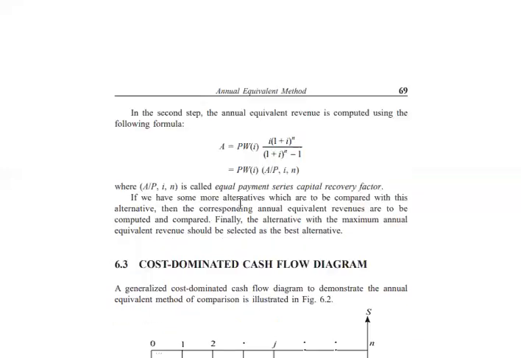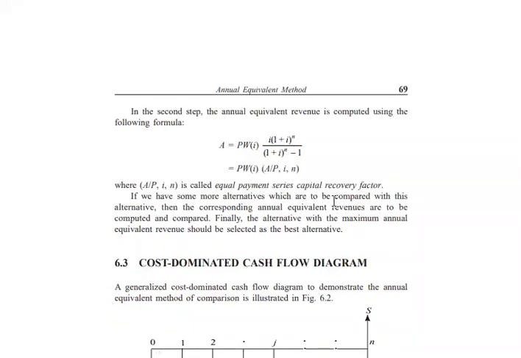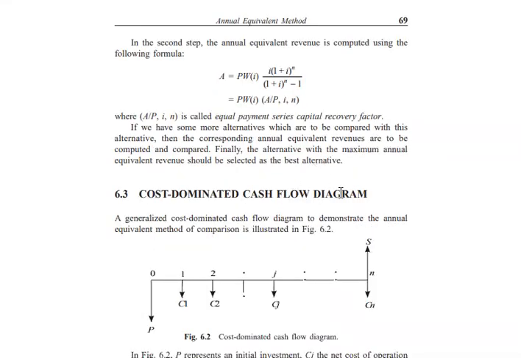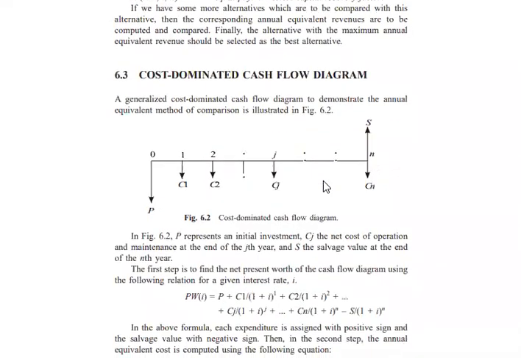Suppose we have some more alternatives to be compared with this alternative, then the corresponding annual equivalent revenues are to be computed and compared. In the previous problems we solved alternative 1, alternative 2, or alternative 3. However many alternatives we have, we compute them separately, and finally take whichever is favorable. Here the favorable one will be the alternative with the maximum annual equivalent revenue, which will be considered the best alternative.